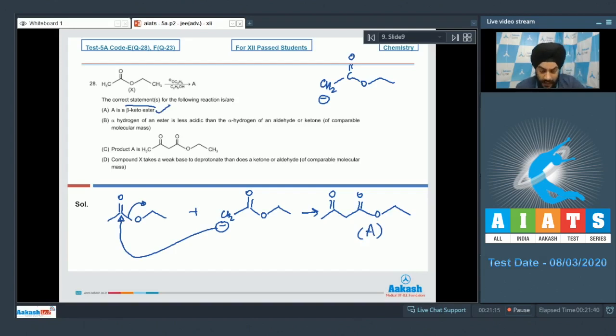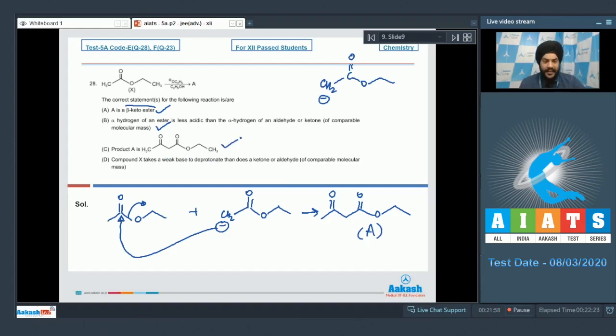If we talk about option B now, alpha hydrogen of an ester is less acidic than the alpha hydrogen of an aldehyde or ketone of comparable molecular mass. So this is also a correct statement, students. Due to the stability of the conjugate base, the aldehydes and the ketones have a greater acidic alpha hydrogen as compared to esters, in which the resonance stabilization is hampered because of the cross conjugation by the lone pairs over the oxygen. So students, option B is also correct. If you look at option C now, product A is the beta keto ester which we had obtained. So this is also a correct option.